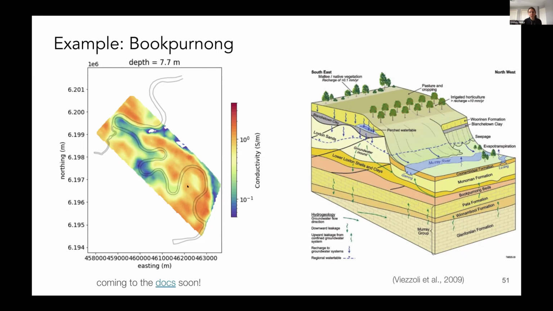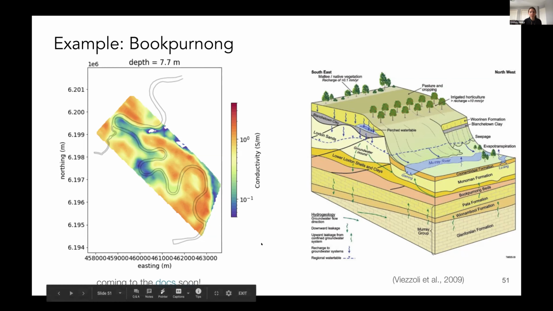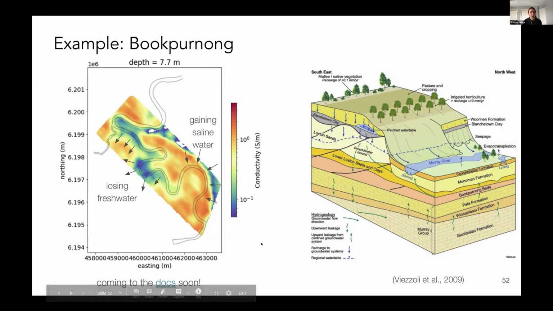And so the interpretation here that was originally presented by Vizzoli is that there's kind of 2 different regions happening within that same stream. So these blue regions were below the stream by about 8 meters here. These blue regions that are resistive are regions where we're losing fresh water from the stream. And these regions that are perhaps more conductive are where we've got this saline groundwater actually coming into the stream.